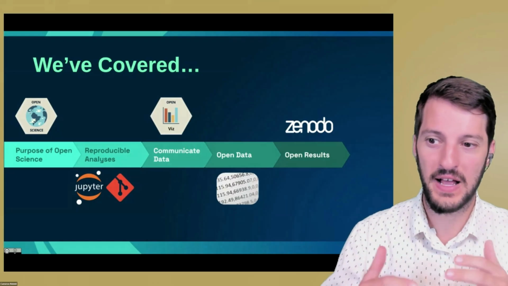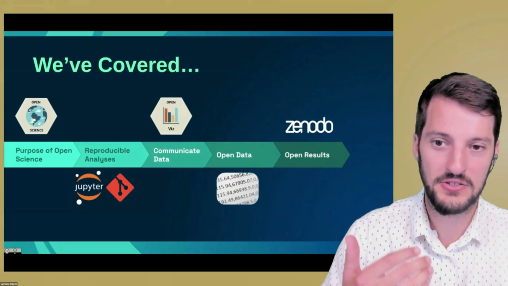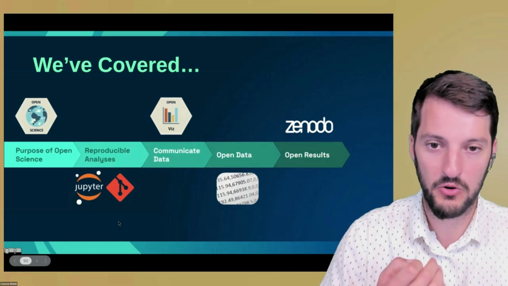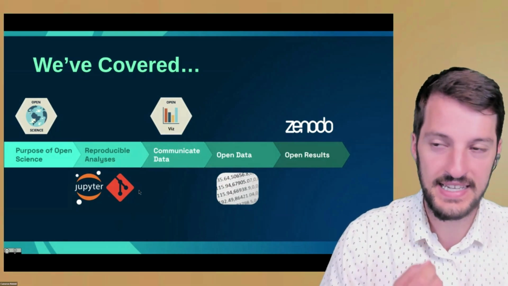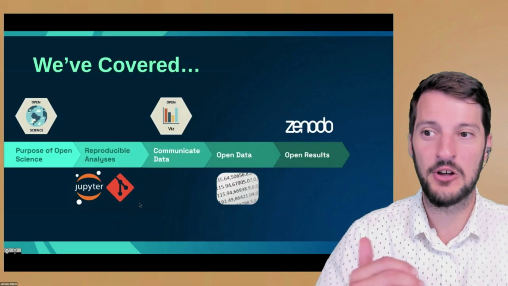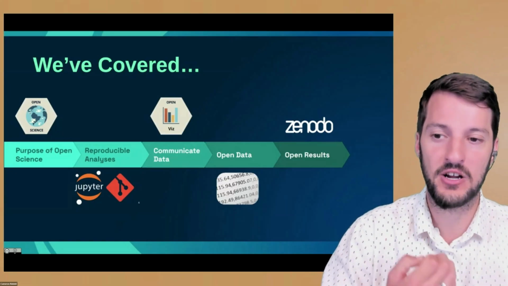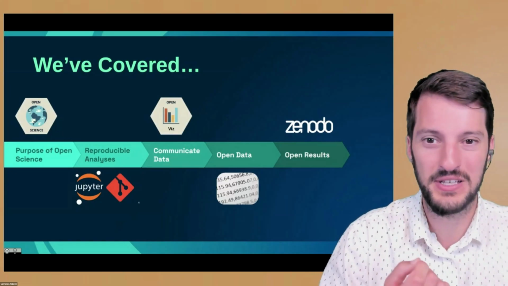We have seen 5 separate topics. We started with the purpose of open science, and we talked about ways that we can make our work more reproducible, how we can communicate data better, and we wrapped up today with our discussion of both open data and open results, seeing a number of different tools and workflows that we can use to make our work more transparent, more citable, and more accessible.